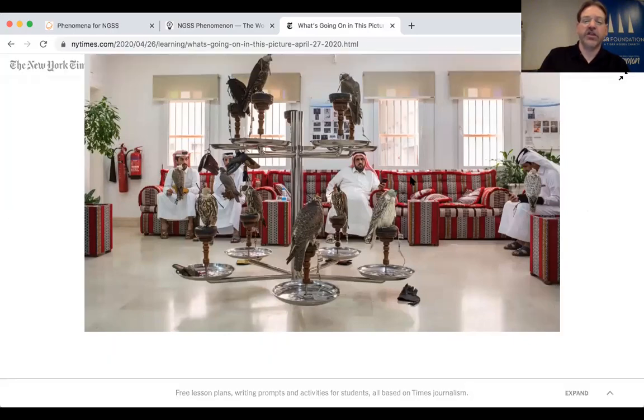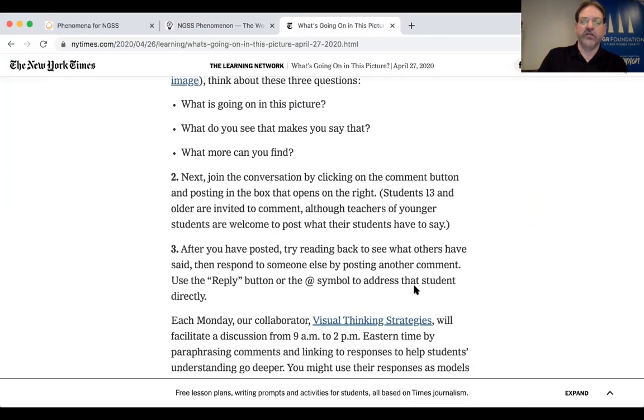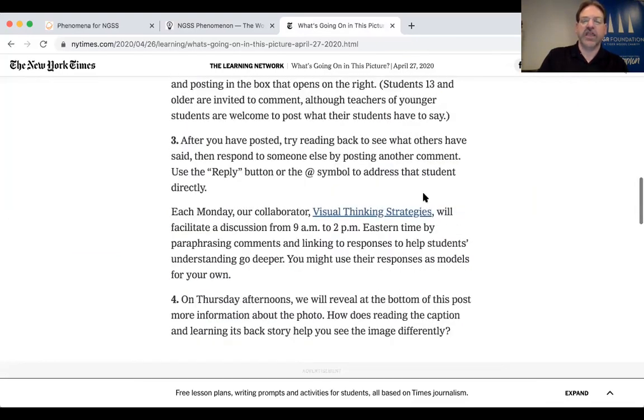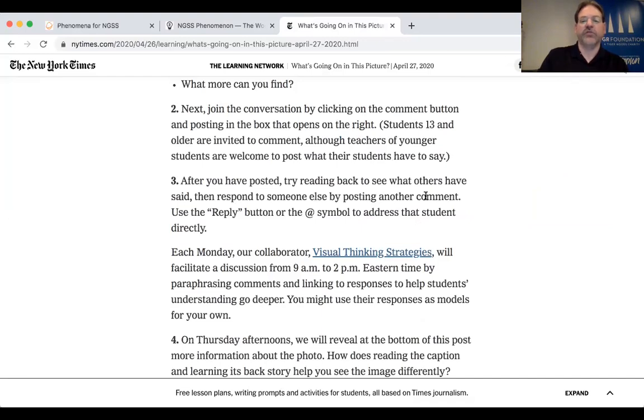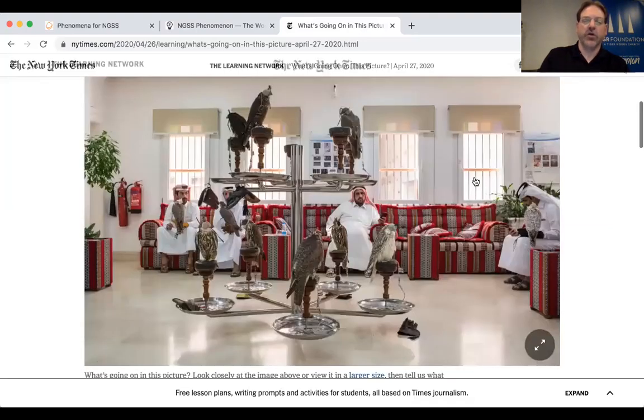You'll notice if you click on these pictures that you actually can get involved in an online forum to talk about what you think is happening here and get questions answered by people that are involved with this picture. And then on Thursdays of every week, they reveal the caption and some background so you understand what was actually happening. These can be especially great with older students because there's usually a lot going on in the complex pictures and can get them to really think deeply about what's happening in the pictures.